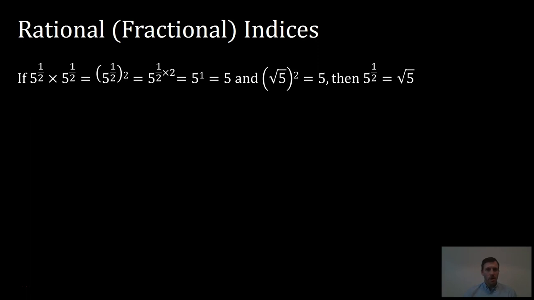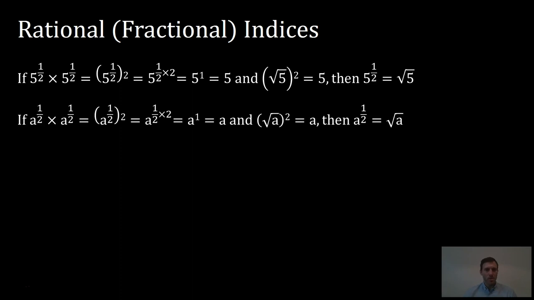5 to the power of a half multiplied by 5 to the power of a half is 5 to the power of a half squared. Using the index law power to another power, retain the base and multiply the powers, we get 5 to the power of 1, which is 5. We know that the square root of 5 squared is 5. Therefore, we infer that 5 to the power of a half equals the square root of 5. The same principle can be applied to any base. Here I've made it a.